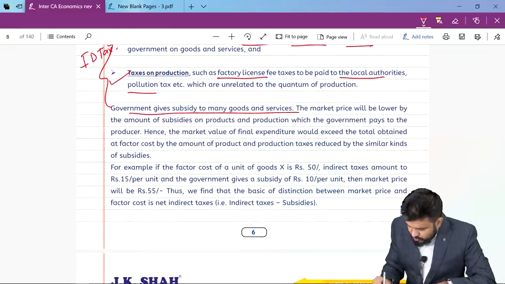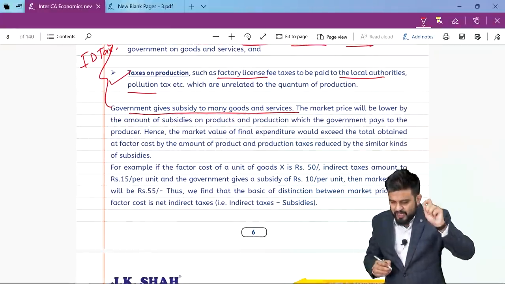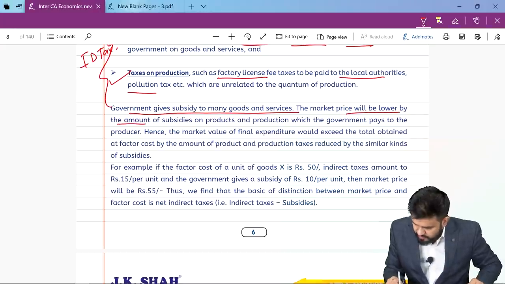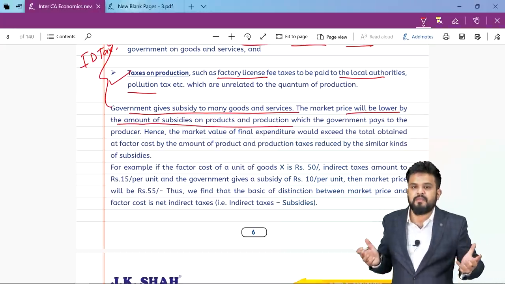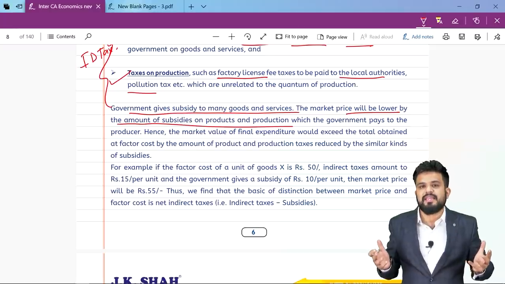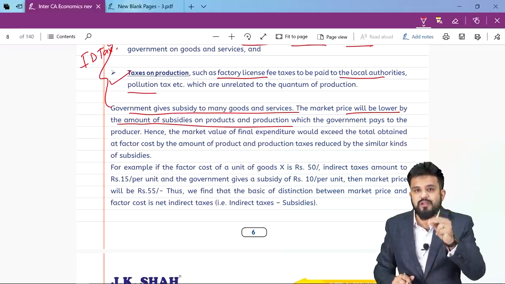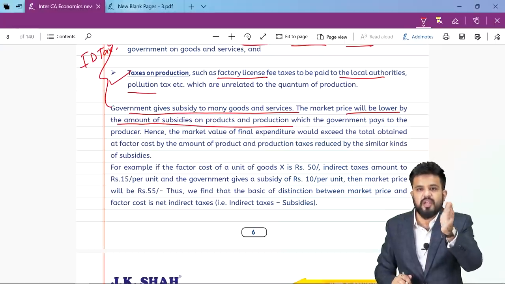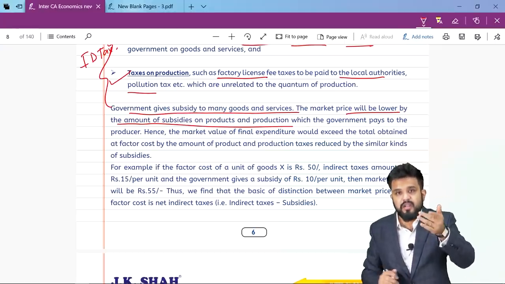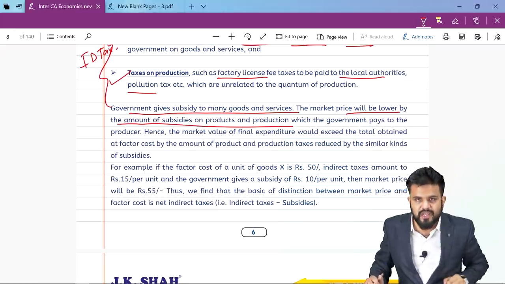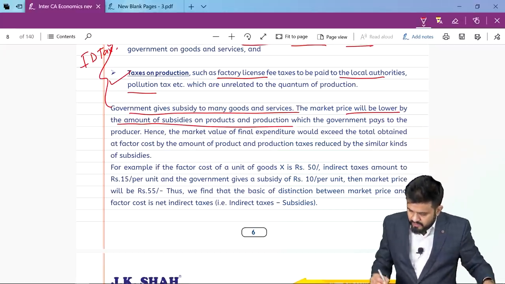Government gives subsidy to many goods and services. Market price will be lower by the amount of subsidy on goods and services. Can I say, if government gives subsidy to a particular business, his cost will reduce? If I am producing a commodity for 100 rupees and government gives me 30 rupees subsidy, now my cost is 70. That is what they are trying to say.